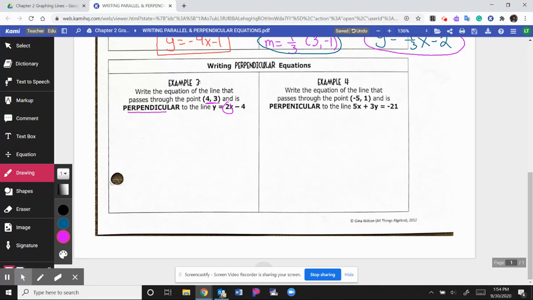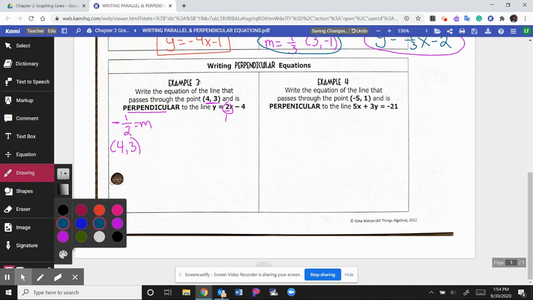All right, but instead of just taking that slope and using it, we need to remember perpendicular. Perpendicular slope, opposite reciprocals. So I need to take the opposite of 2, which is negative, and we also need to flip that. Remember, that's really 2 over 1. So our new slope needs to be a negative 1 over 2. And then it's still going through this point, (4, 3). So once we have that information, you have a point, you have a slope. So we're plugging it into point slope form again.